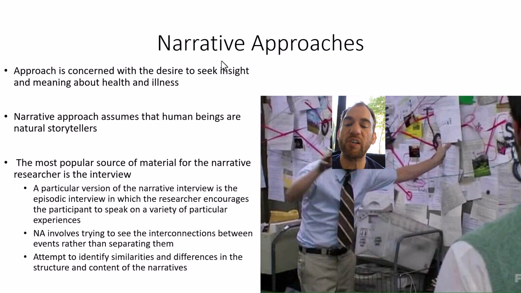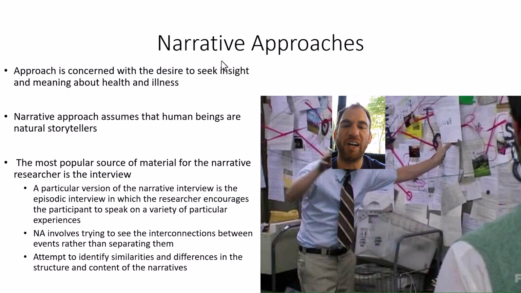The most popular source of material for the narrative researcher is the interview. A particular version of the narrative interview is the episodic interview, in which a researcher encourages the participant to speak on a variety of particular experiences. The narrative approach involves trying to see the interconnections between events rather than separating them. They attempt to identify similarities and differences in the structure and the content of the narrative.